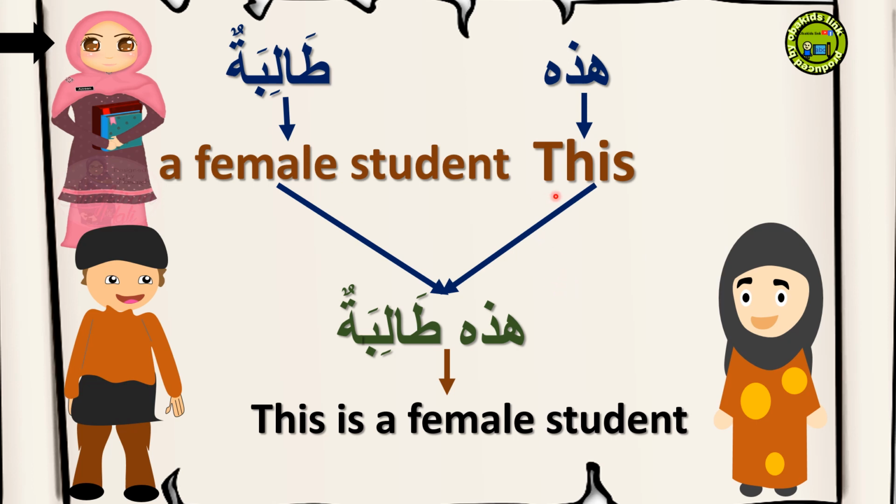Let us view the example again. This is hazihi. Hazihi is a singular demonstrative feminine pronoun, which means this. This is talibatun. Talibatun is a singular feminine noun, which means a female student. Now if we join hazihi and talibatun together, it makes hazihi talibatun, which means this is a female student. Let us go to another example.